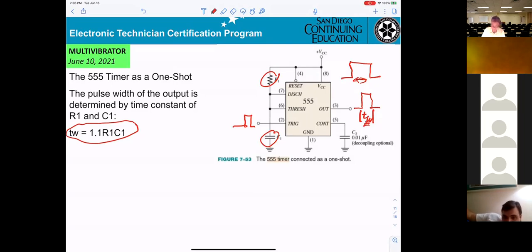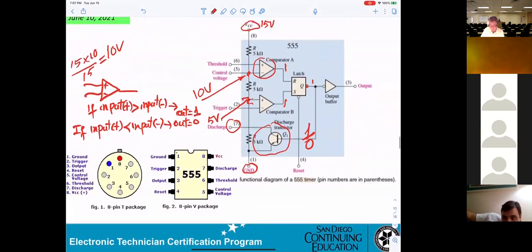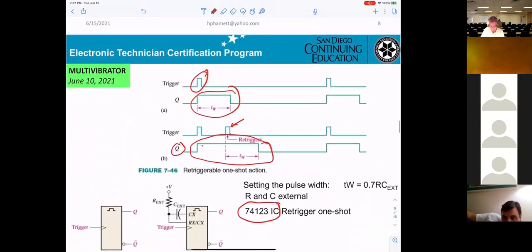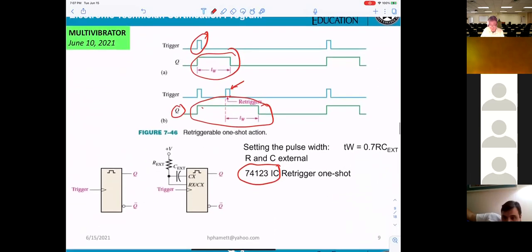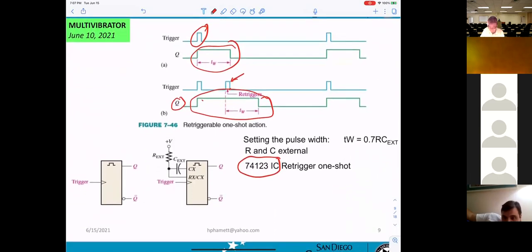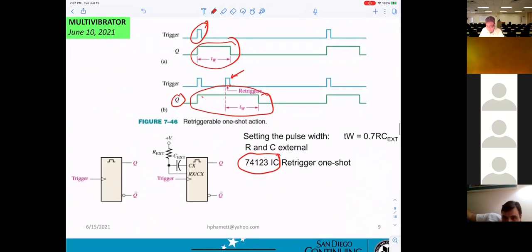Mr. Pham. Yeah. If you go back a couple of pages, back to the 74123, right here, you got TW is equal to 0.7 RC. So what is the difference that give you different value of TW? Okay. Basically, they talking about the width in here. If you want the width the way you want to design, you have to use this formula.